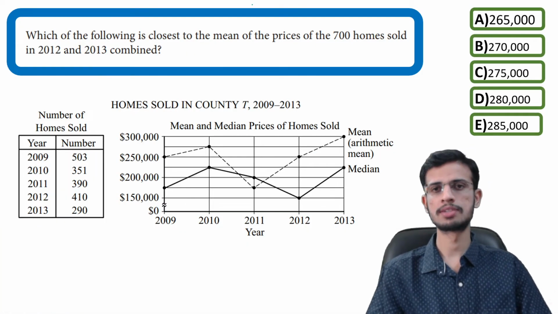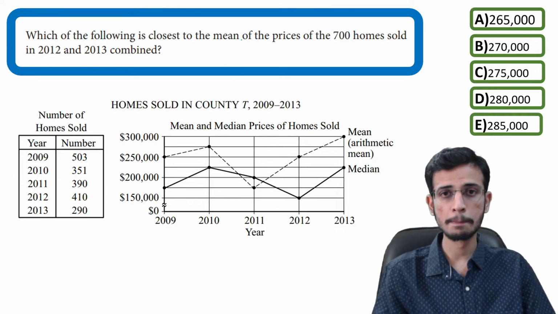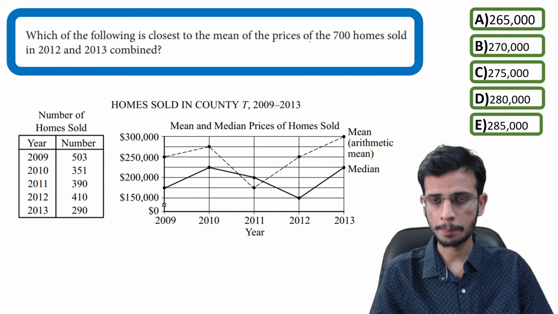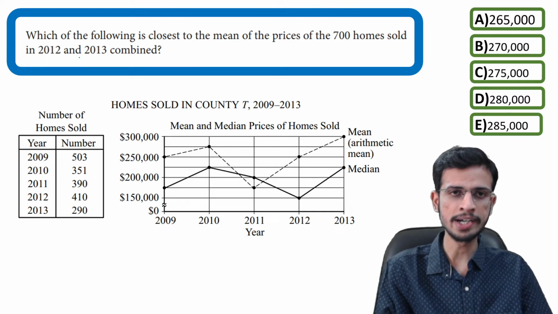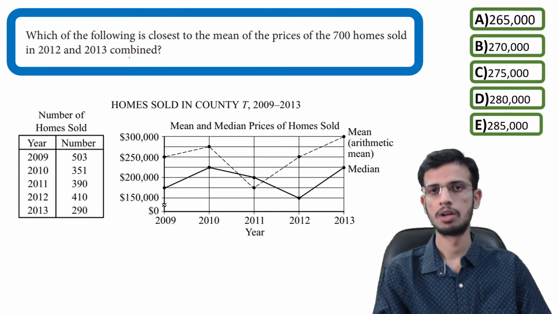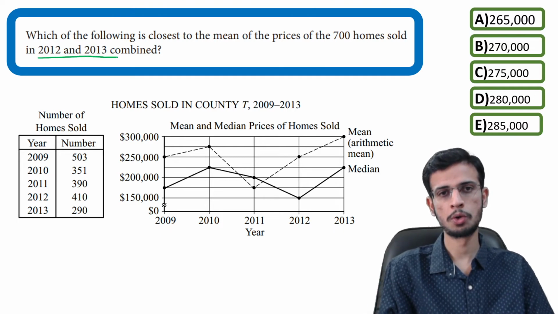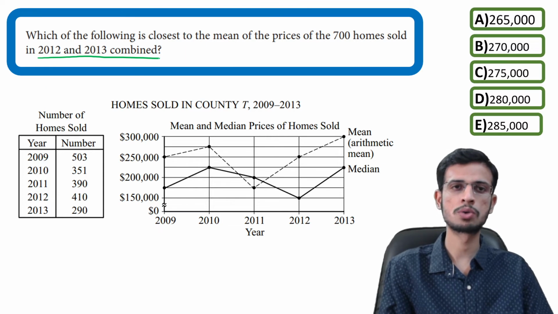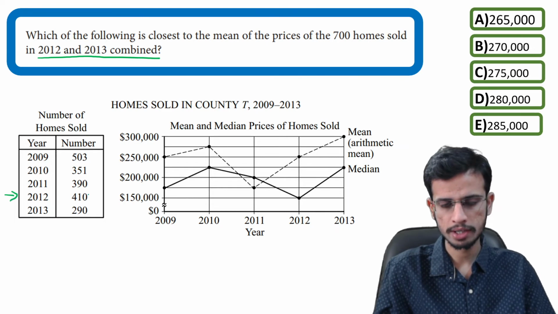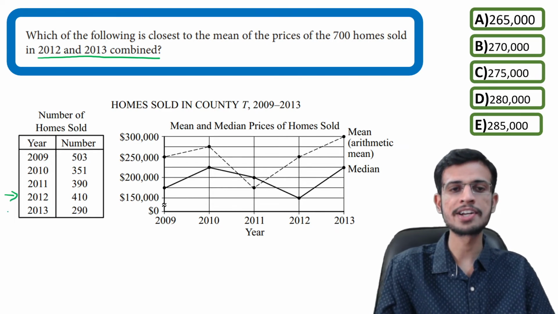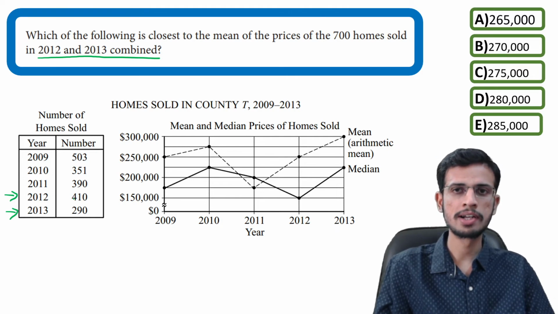There is one more question from the same table and graph. Which of the following is closest to the mean of the prices of 700 homes sold in 2012 and 2013 combined? What is the mean price of homes sold in 2012 and 2013 combined? So in 2012 there are 410 homes sold. In 2013 there are 290 homes sold. If we add these, there will be around 700 homes, right?